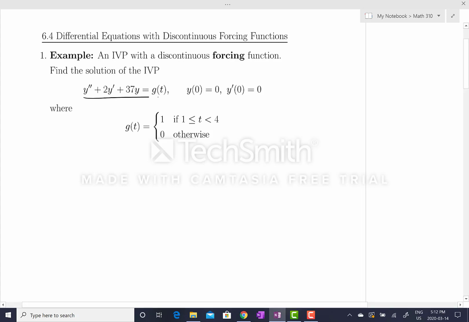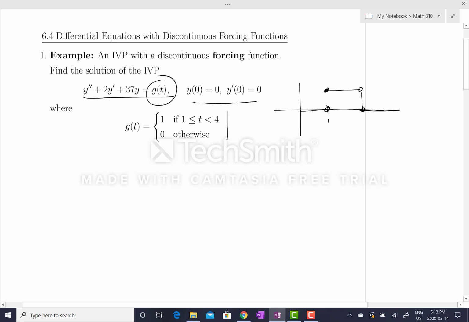Here's the equation right here. A second order constant coefficient ordinary differential equation with a forcing function. We've got initial conditions here, and then we've got a description of the function g of t. So g of t is basically a constant force applied for a finite period of time. It looks like this. Nothing much is happening until time t equals 1, and then there is a force applied between 1 and 4, and then the force is removed, and we're done.